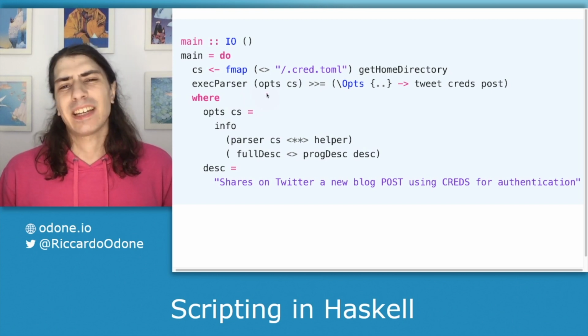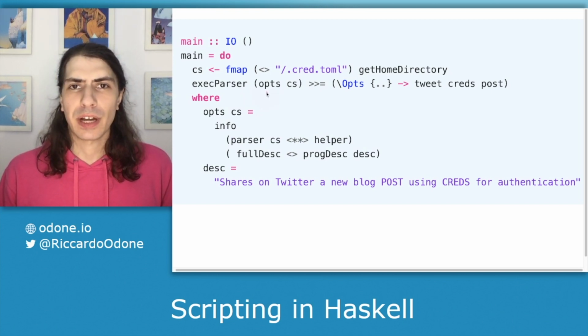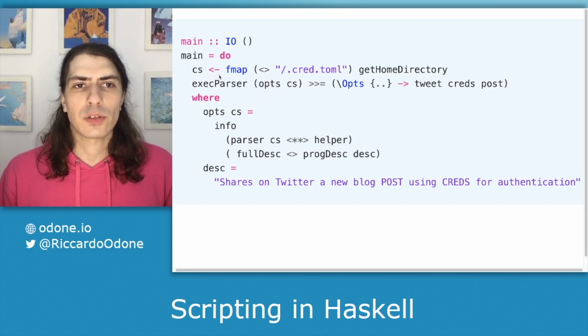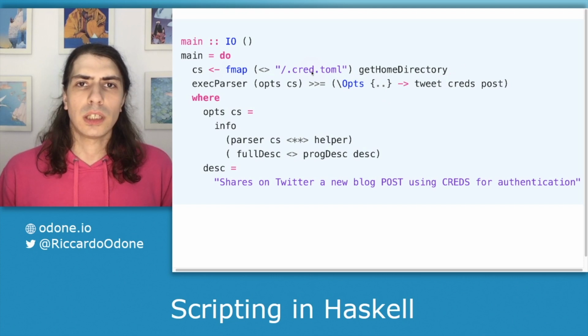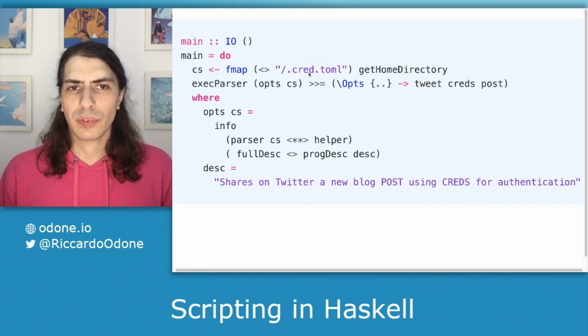So again, I pretty much copied all of this stuff from the optparse-applicative README. It's super well written, so you may want to go there and take a look. In any case, here we are constructing a path to the credential toml file, which, if not specified, is expected to be found at this path here.